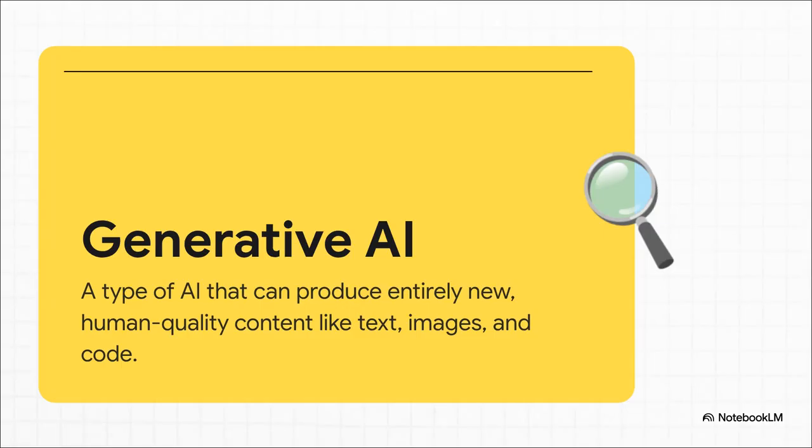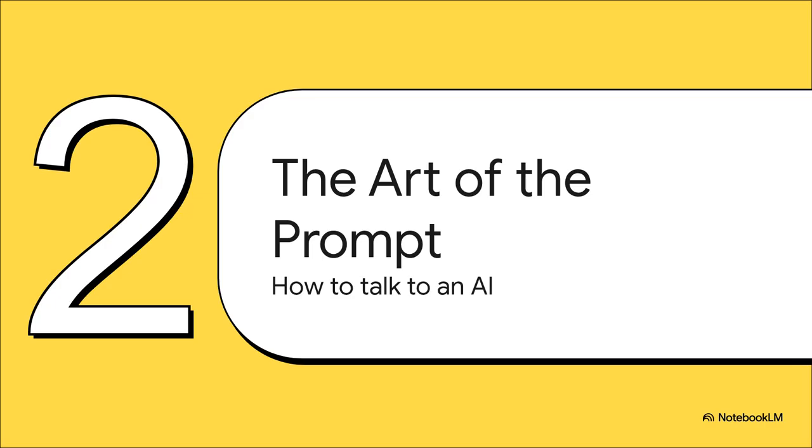Now, for the rest of this explainer, we're going to be focusing on a very specific and honestly a very cool type of AI called generative AI. This is the stuff that can create brand new, totally original content. We're talking things that have never existed before, all from a simple instruction from you, which we call a prompt. And that brings us to what is maybe the most important part of this whole thing. If you want to get amazing results from generative AI, you have to get good at talking to it. This one skill, it's the key that unlocks everything else.